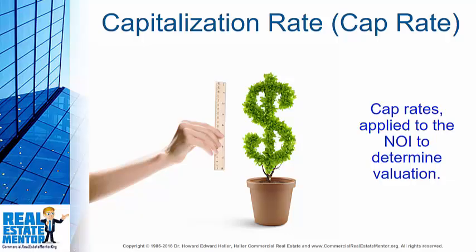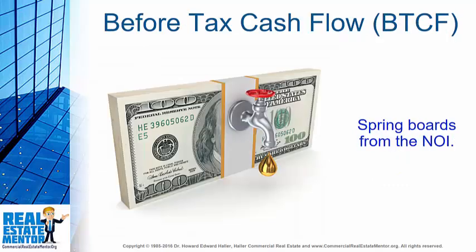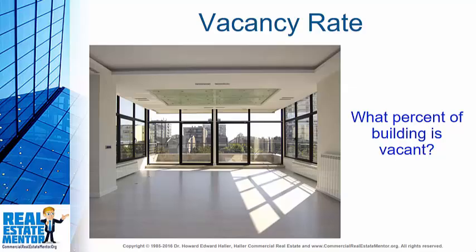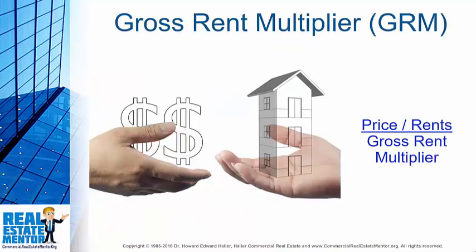Capitalization rate is a way to determine a value for a property, but we're going to do that from a foundation of knowing the NOI first. Cap rates, when applied to the NOI, will give you an appropriate valuation for the property. We're just skimming real quick. I want to tell you what I'm going to talk about, then I'll go to the deep dive in a minute or two. The before-tax cash flow springboards from the NOI. The vacancy rate is what percentage of the building is vacant, or how many of the units are vacant as a percentage of the total. Gross rent multiplier, GRM, is the price divided by the rents. That's pretty straightforward. We'll talk about that in depth in a minute.